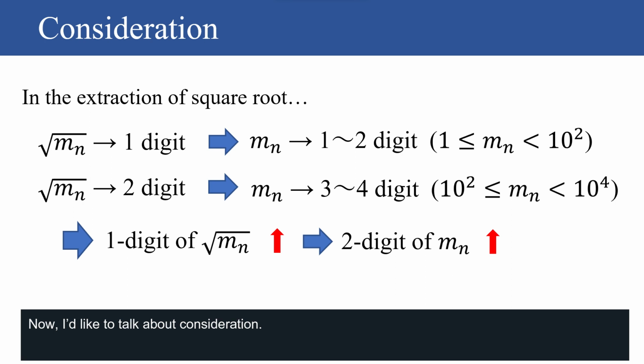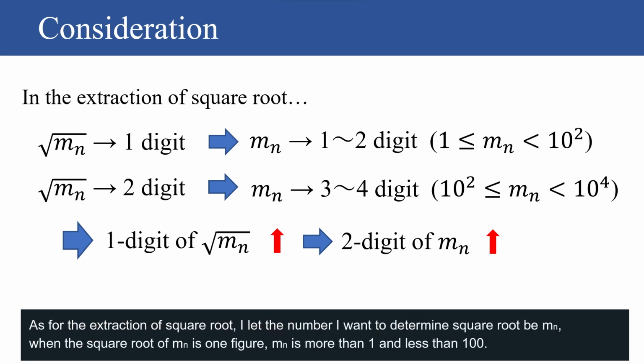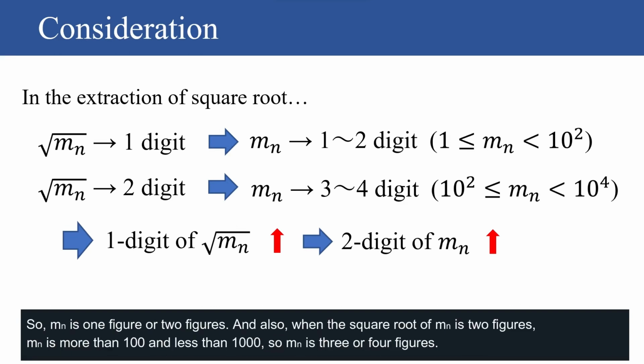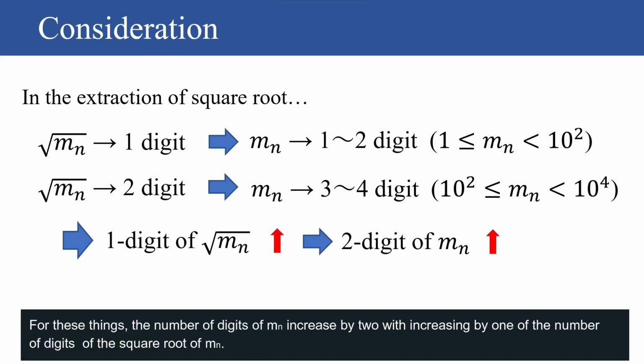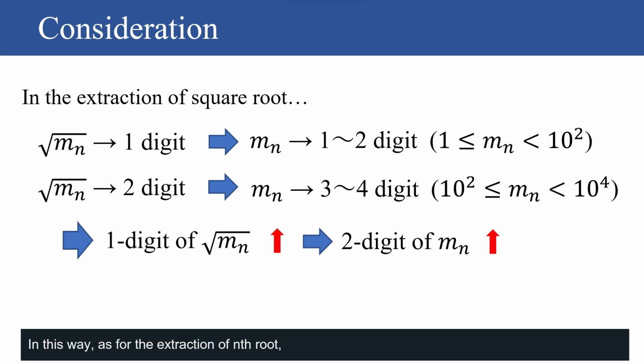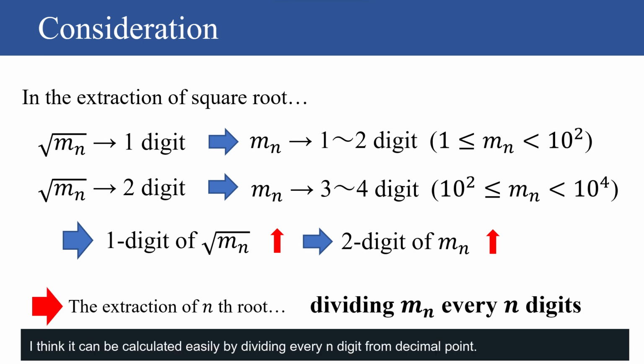Now, I'd like to talk about consideration. As for the extraction of square root, I let the number I want to determine the square root of be mn when the square root of mn is one figure. mn is more than 1 and less than 100, so mn is one figure or two figures. And also when the square root of mn is two figures, mn is more than 100 and less than 10,000, so mn is 3 or 4 figures. For this, the number of digits of mn increased by 2 with an increase of 1 in the number of digits of the square root of mn. In this way, as for the extraction of nth root, I think it can be calculated easily by dividing every n digits from the decimal point.